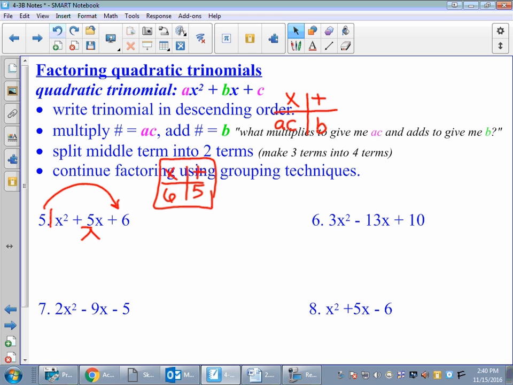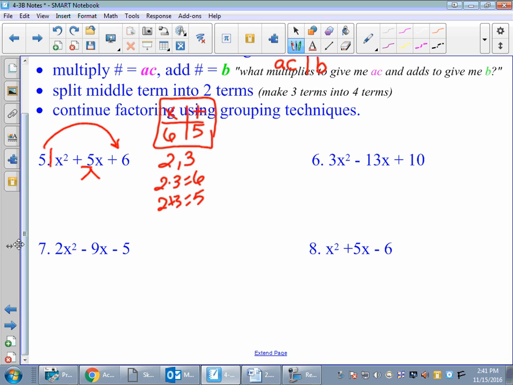We don't know. So when we figure out this riddle, what 2 numbers multiply to give me 6 and add to give me 5? The answer is 2 and 3. 2 times 3 equals 6, and 2 plus 3 equals 5. So what that tells me is that 5x was actually a 2x and a 3x beforehand. Remember, we're rewinding the multiplication. So I'm going to rewrite x squared. I'm going to rewrite 5x as a positive 2x and a positive 3x. And I'm going to leave 6. So the only thing I change in that trinomial is the middle 2 terms.